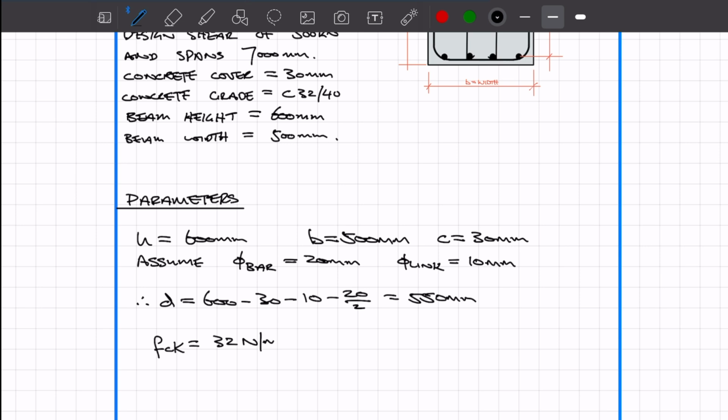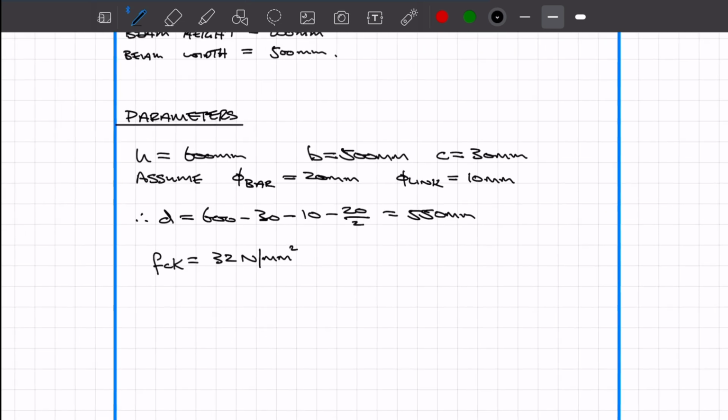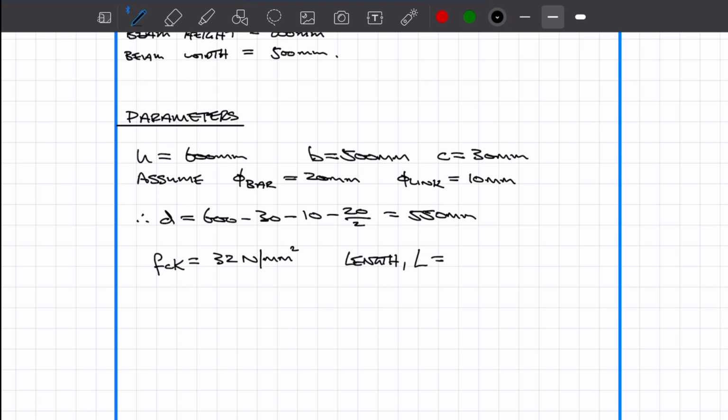We are provided with the concrete strength, which is C32, a span of 7 meters, the bending moment, which is sagging, hence why we are designing the bottom reinforcement, and also a shear force. We'll assume these forces are already factored.